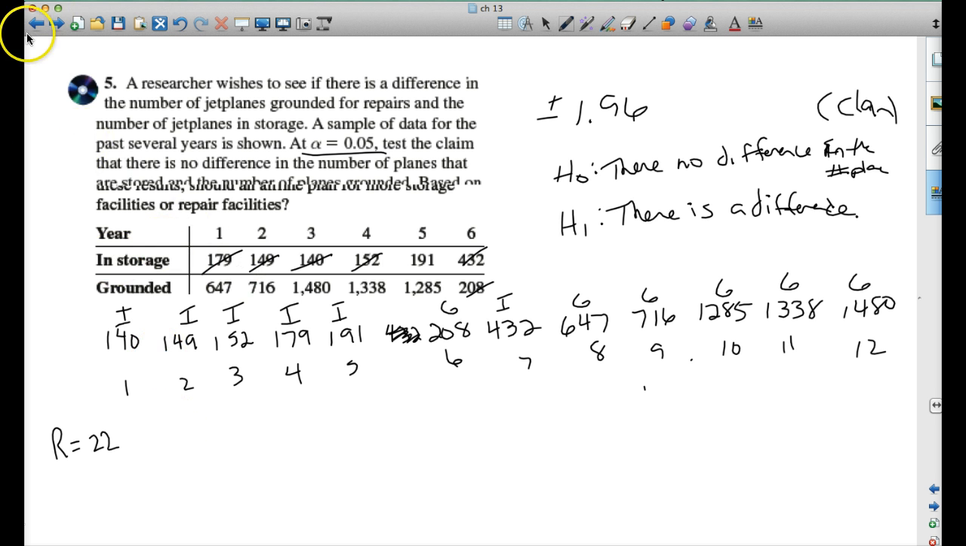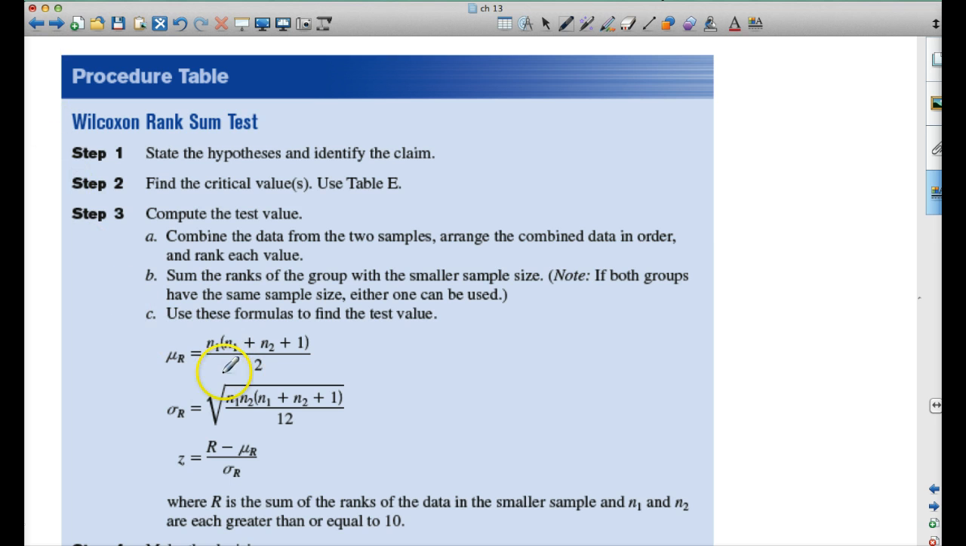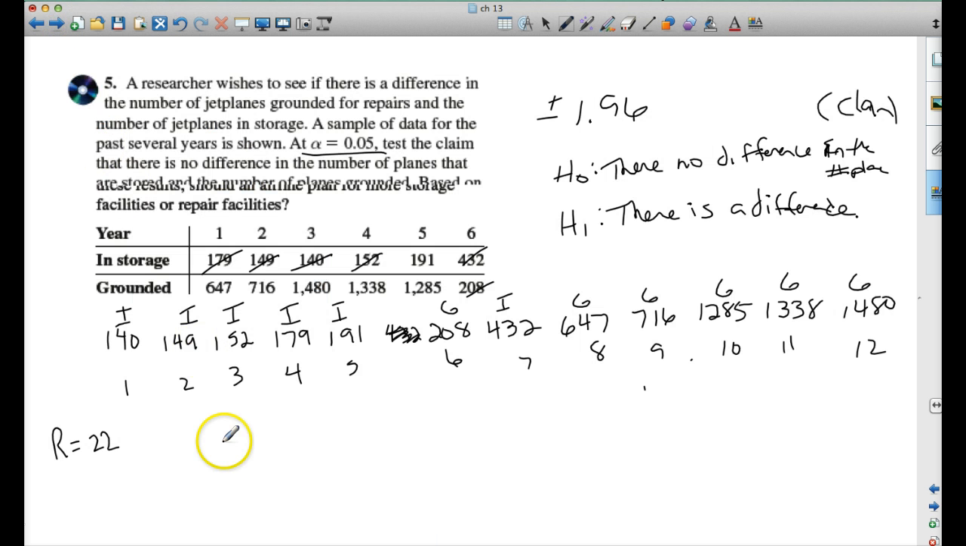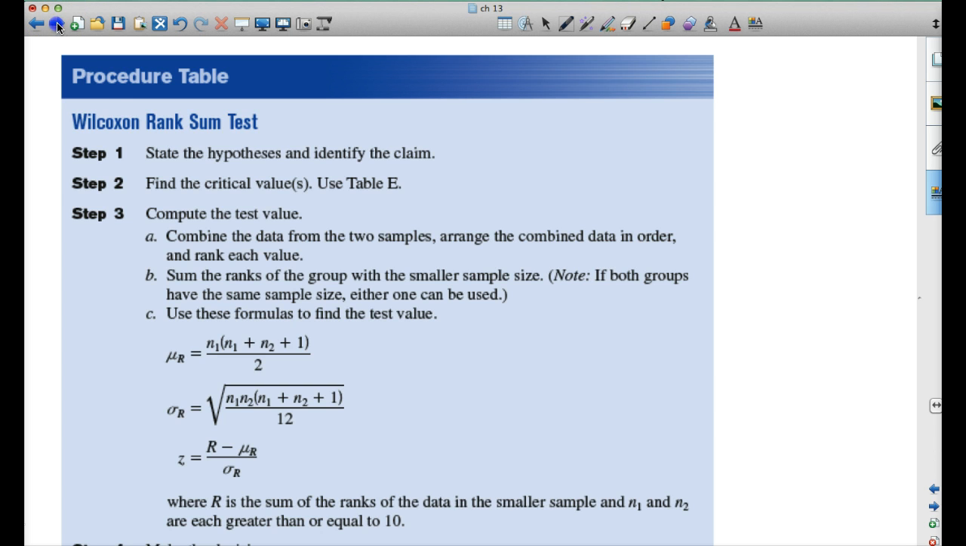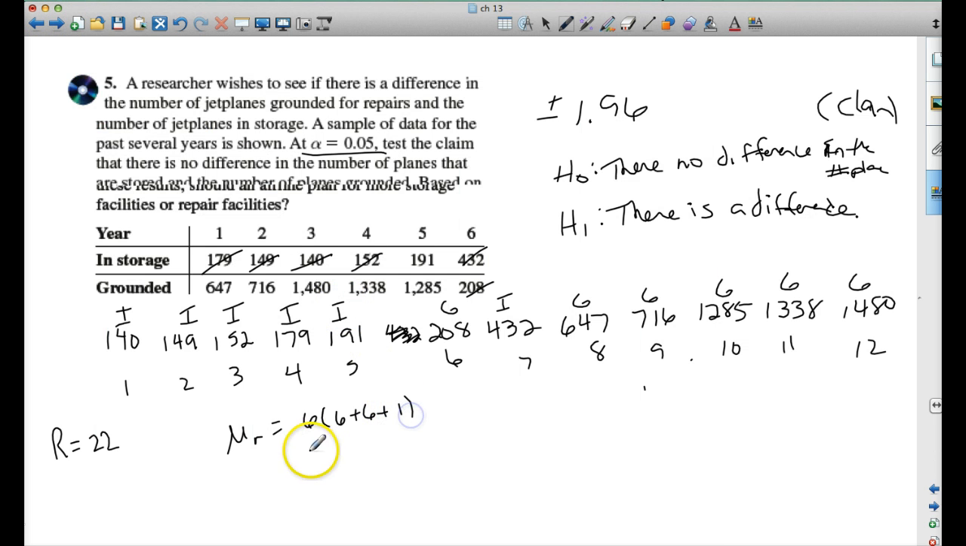Now if we go back to our values, we have mu of R is equal to N1 times N1 plus N2 plus 1, divided by 2. So N1 is 6. 6 times 6 plus 6 plus 1, divided by 2. 12, 13 times 6 is 78, divided by 2, which is 39.